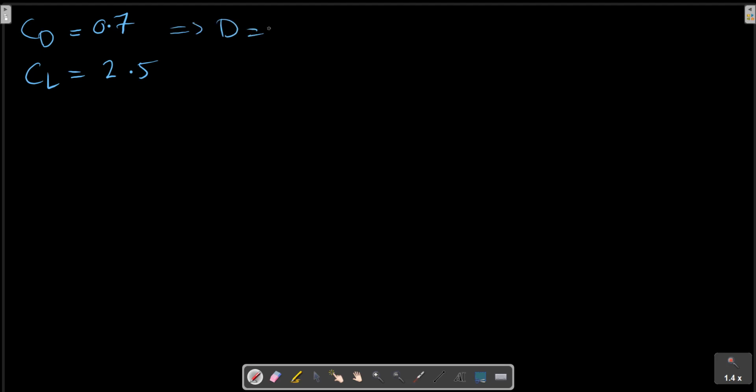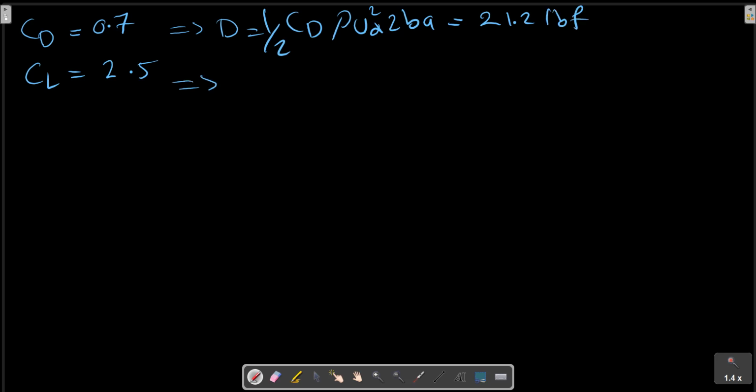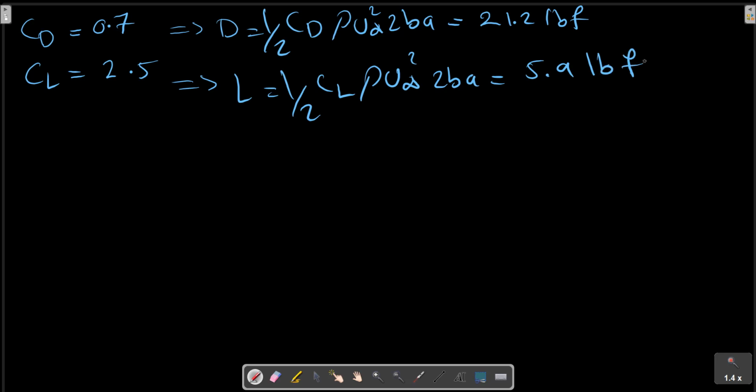The drag force is one half of the drag coefficient multiplied by rho U infinity squared times 2BA, which can be calculated because we have the geometrical and flow specification, in pounds. And in these equations we also have lift, multiplied by 2BA. So the total force on the boat.